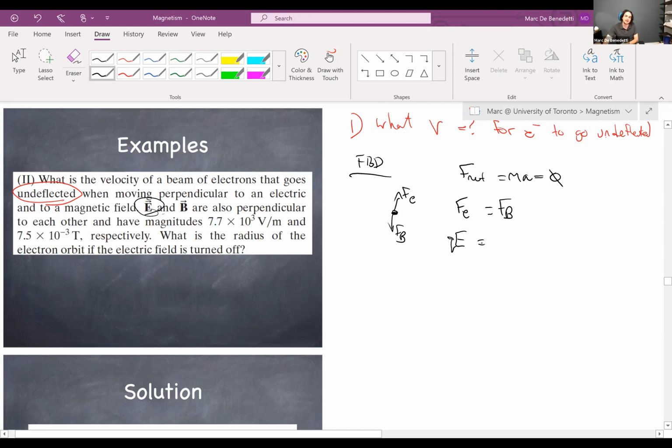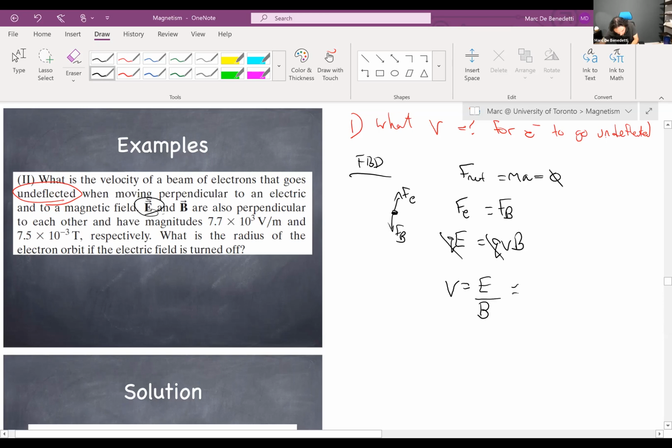And the magnetic force, is this on a wire? Is this on a particle? Okay, it's a particle. Electron, it's a particle. So it's not ILB, it's QVB. So we can cancel the Q's, and we see here that the required velocity, well, that was easy. The required velocity is going to be the magnitude of the electric field divided by the magnitude of the magnetic field. So all you do is you just divide those two numbers.